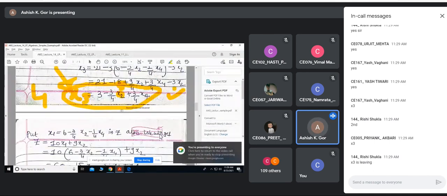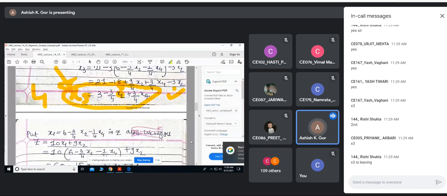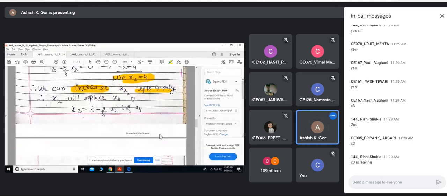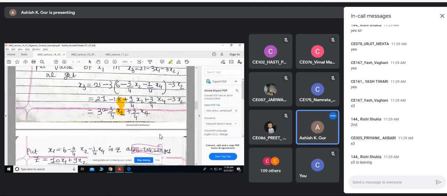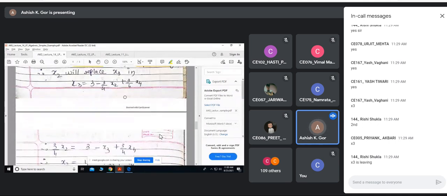So I will use this equation. Remember, it's not that I randomly pick any one equation and do this and that. Carefully you have to examine these limiting values, and you have to see which equation gives the limiting constraint, and then accordingly you have to leave the variable. Please remember this. So this equation I will take: x3 equal to 3 minus 3 by 4 x2 plus 3 by 4 x4, right? This equation. Now this is just mathematics.